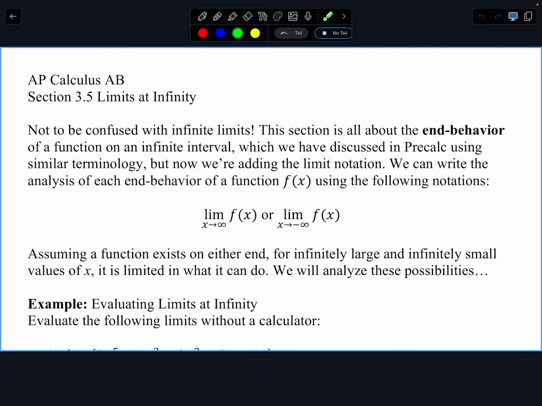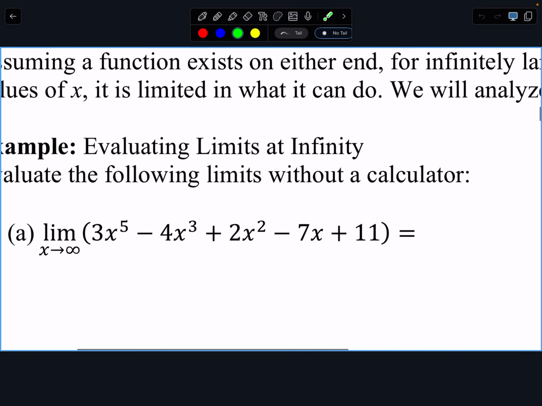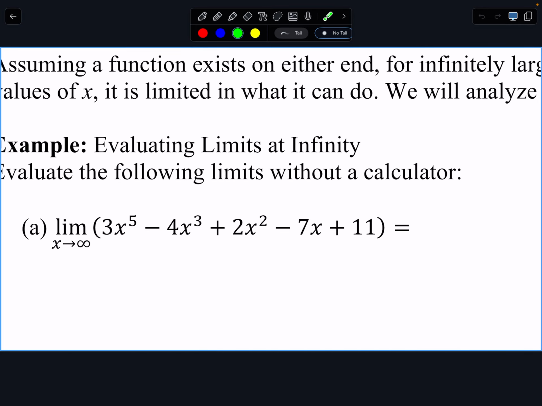But now we have this new notation that we can slap on, thinking about as x approaches positive or negative infinity. So it's a limit, right? We're thinking limits. We've used the same language, but now we're using just the new notation. So some of this should feel very familiar. Like we're going to start with the limit as x approaches infinity of this polynomial function. Okay? And this hopefully does sound familiar to you.